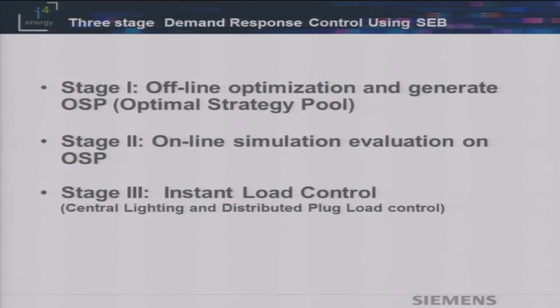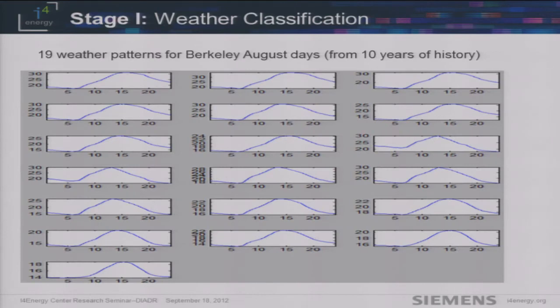In the first stage, which is offline, we evaluate all the strategies. In the second stage, we configure them in the smart energy box. During that time, the smart energy box uses the real-time weather and the strategies that were already evaluated in the first stage, and then it takes the best strategy. In the third stage, if there is still a load to reduce, it is contracted to the instant loads, such as plug load and also central lighting.